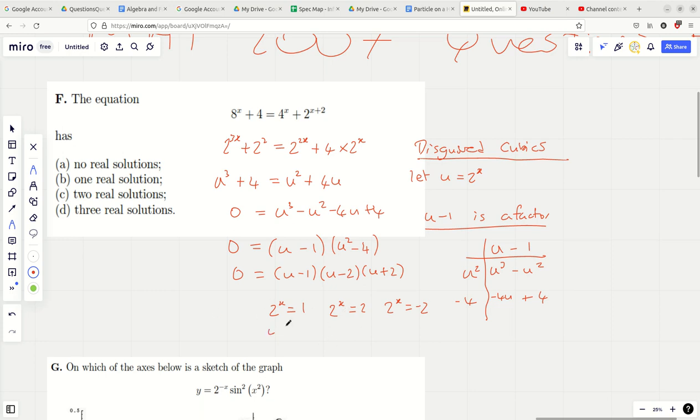Now, that's got a solution. That's got a solution. That is x is 0. This is x is 1. Does this have a solution? I don't think so, because obviously the graph of 2 to the x is never negative. It looks like that. And so 2 real solutions, we're done.